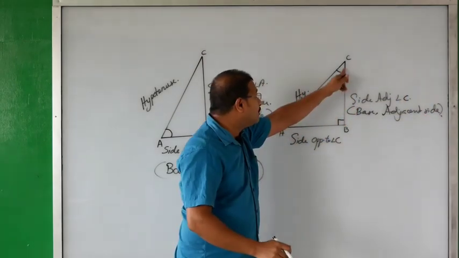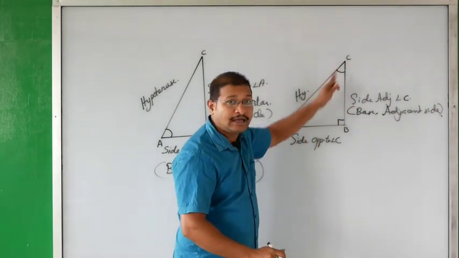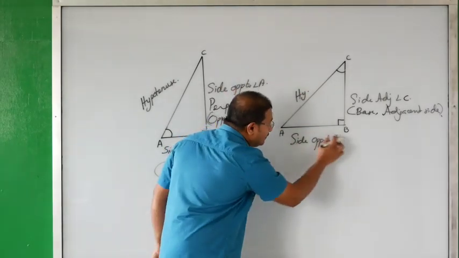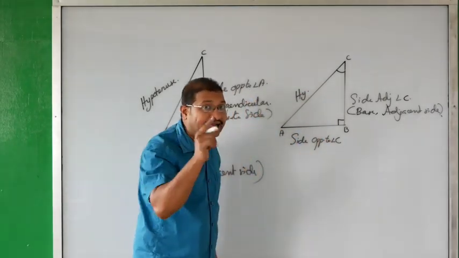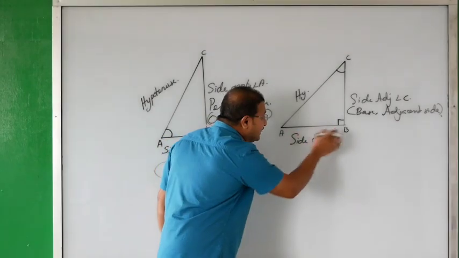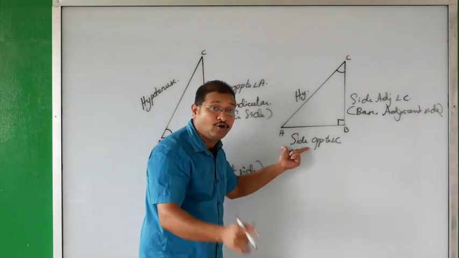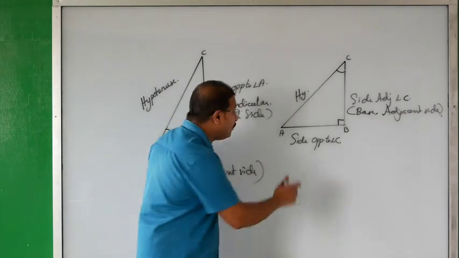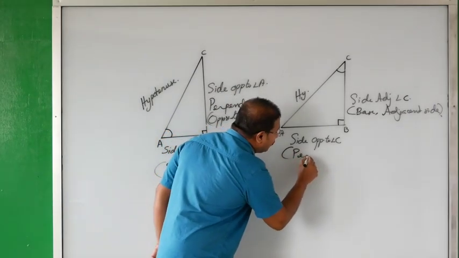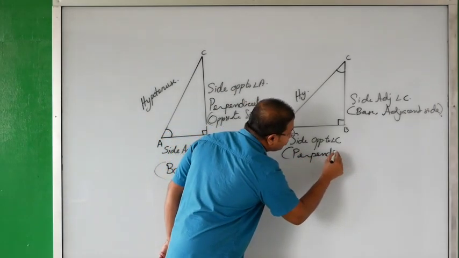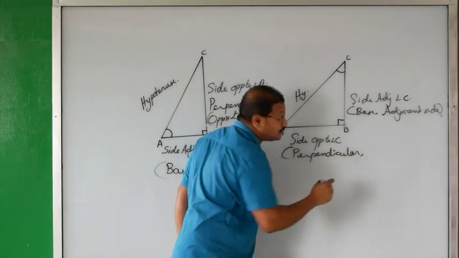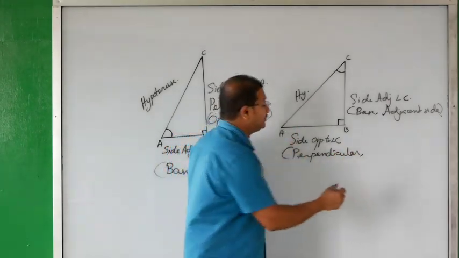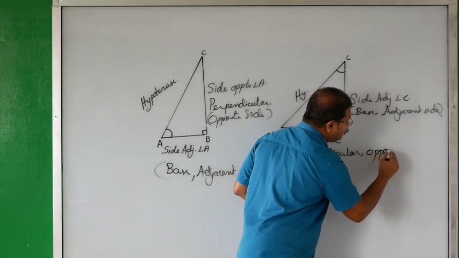Ready? Next one. Opposite to angle C is what? AB. The side AB. So the side AB, we call it as side opposite to angle C. Side opposite to angle C, we call it as perpendicular. Otherwise, what is the name? Opposite side.